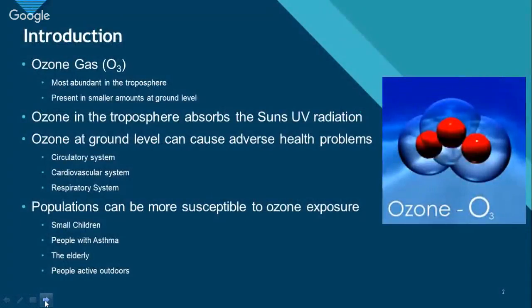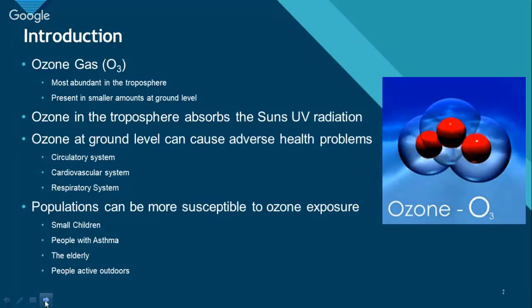So the introduction: this presentation is going to focus on ozone pollution, specifically in the state of Maryland. Ozone is a naturally occurring gas that is most abundant in the troposphere of the Earth, and it's present in much smaller amounts at ground level. In the troposphere, ozone serves a very important beneficial role as it absorbs the sun's UV radiation. However, at ground level, ozone isn't as beneficial as it can cause adverse health problems with humans.